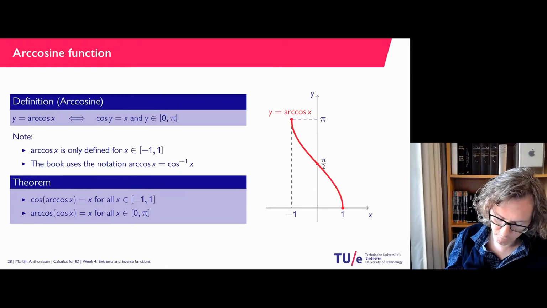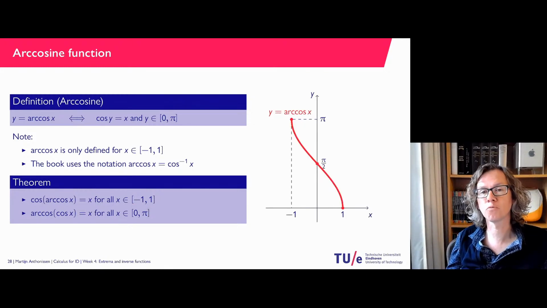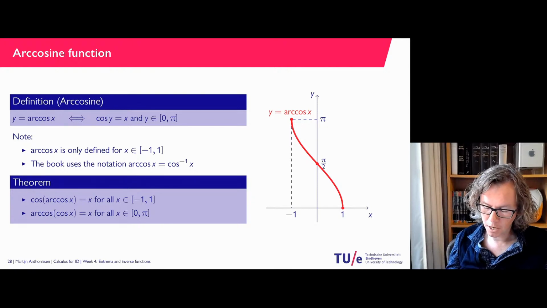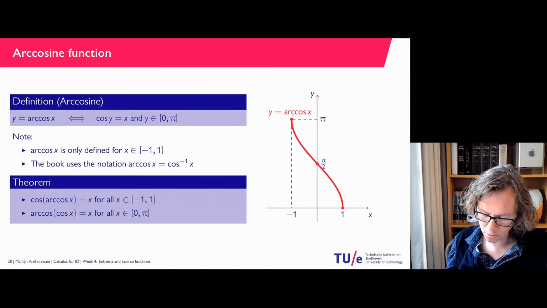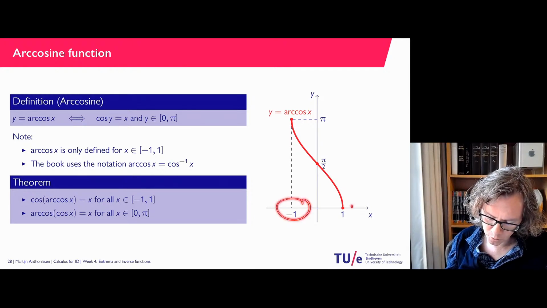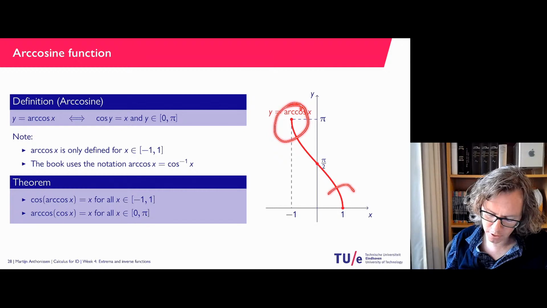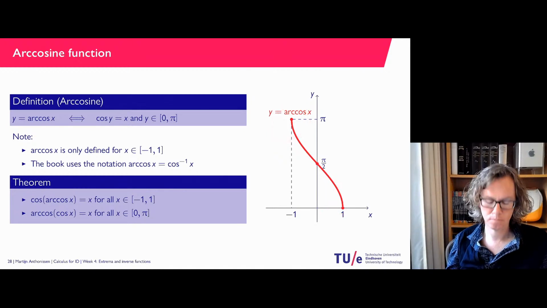We can look at the graph, and the graph is the cosine function mirrored in y equals x. And you see that it's quite similar to the arc sine. I mean, it's not identical. So it is also defined on the interval from -1 to +1. And you see that it has a vertical tangent line at the two endpoints too. Okay.